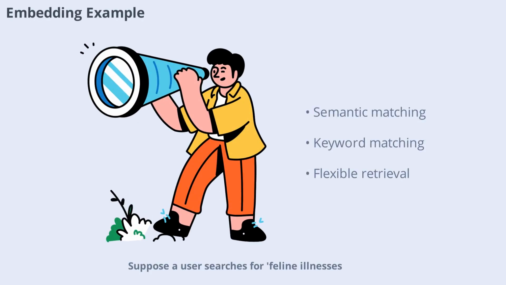Suppose a user searches for feline illnesses. A dense embedding will match document chunks discussing cat diseases due to semantic similarity, while a sparse embedding will look for the exact words feline and illnesses. This dual approach ensures both broad and precise retrieval capabilities, depending on the context of the query.